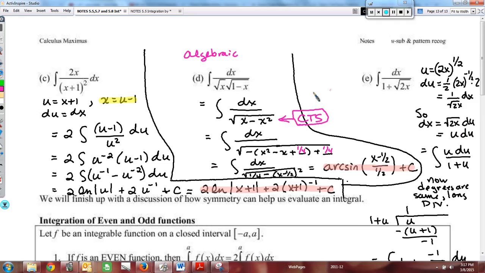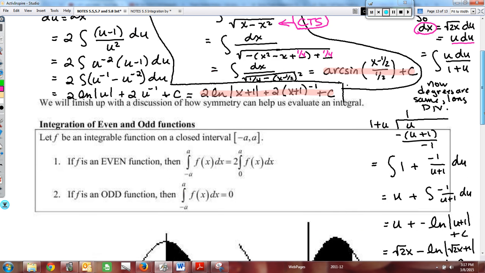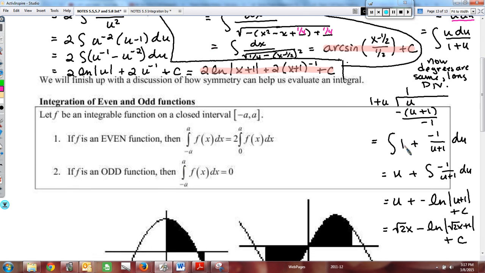So this dx that I had up here in the top, I could take out and replace it with u du. And so I ended up with u du over 1 plus u. And that got me into a form that was an algebraic method of, oh, they have the same degree, so I can use long division. I took the denominator, I divided it into the numerator using my long division. I wrote it in its whole part plus its fractional part.